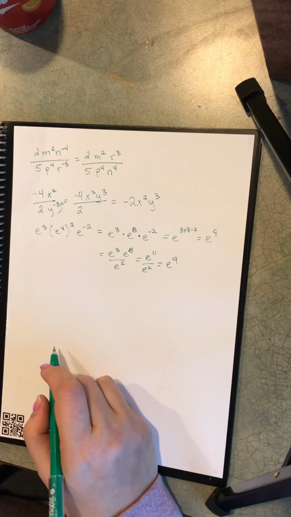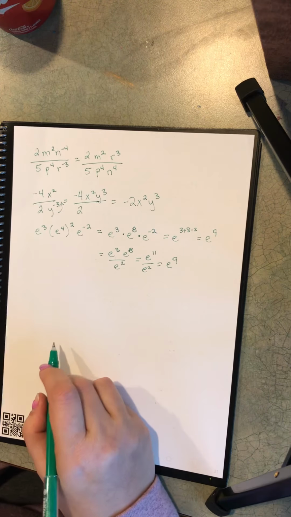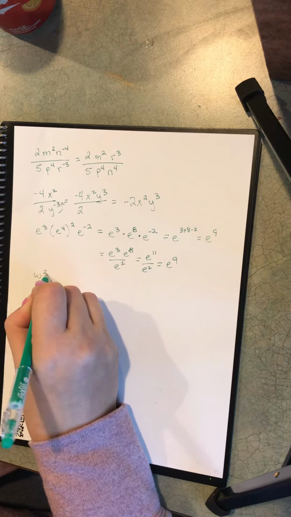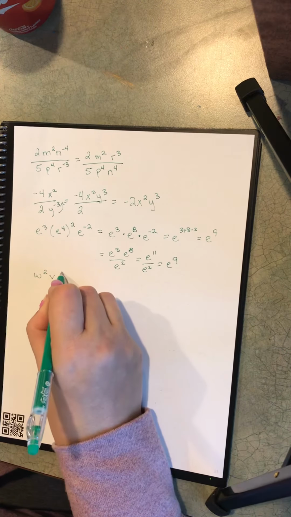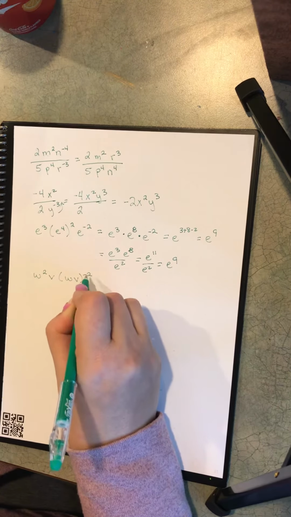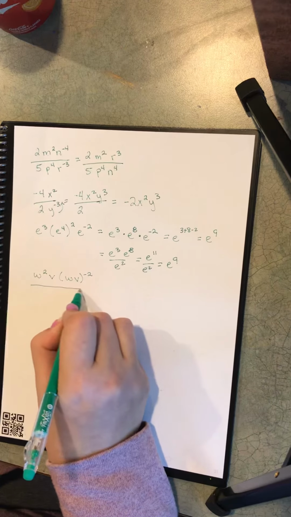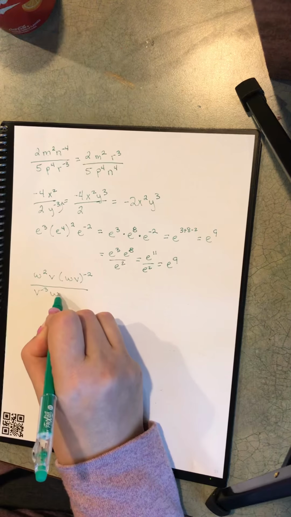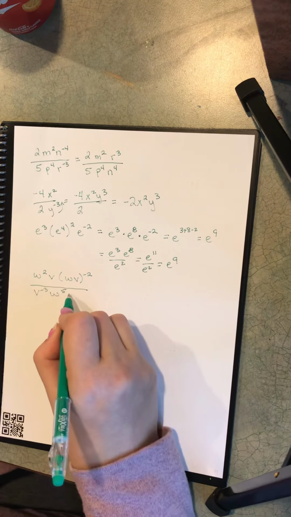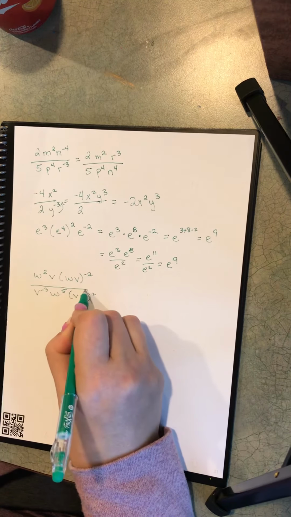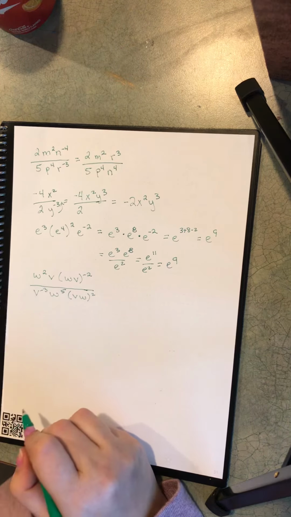Let's take it up another notch. Let's look at this one. So let's say we have w squared v times wv to the negative 2, all divided by v to the negative 3, w to the 5, vw squared. All right.